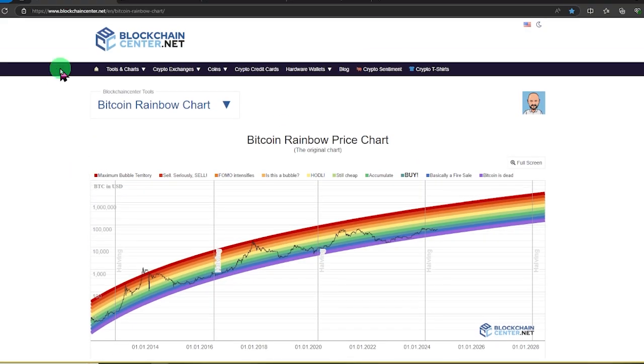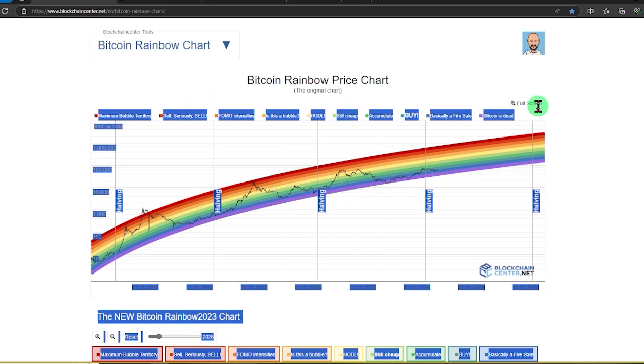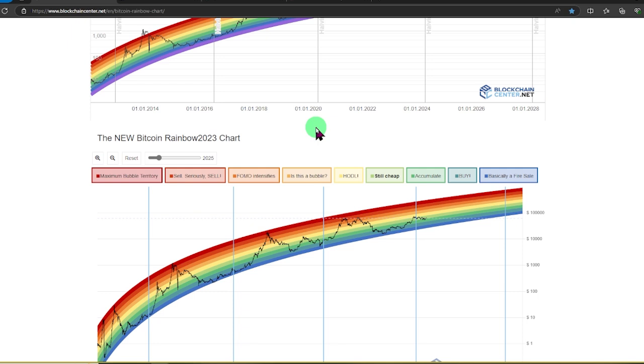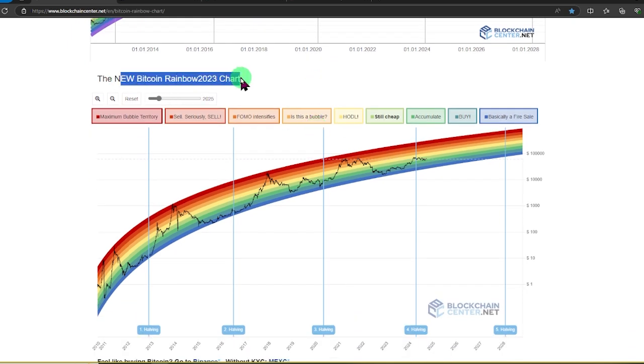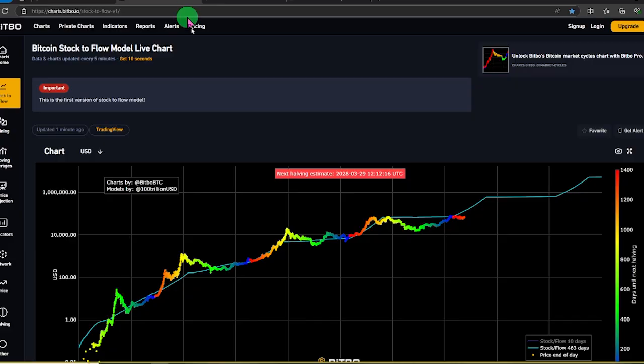The first website is blockchaincenter.net. Basically, this is a Bitcoin rainbow chart. As you can see, we have the rainbow, or the different colors, and price predictions. We basically have a table to show us what this means. We have a newer Bitcoin rainbow chart, and yeah, this is a pretty decently good website.